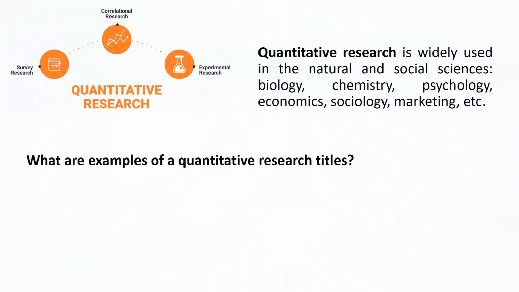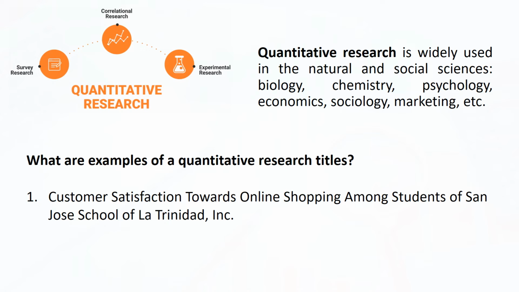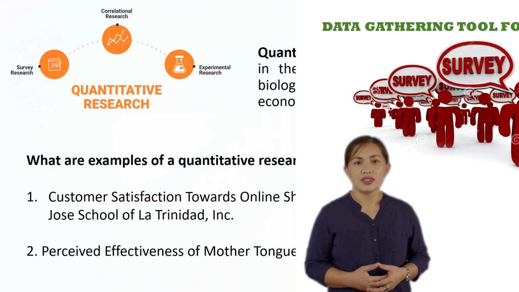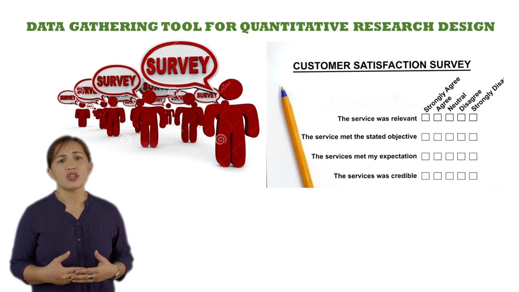What are examples of quantitative research titles? 1. Customer satisfaction toward online shopping among students of San Jose School of La Trinidad Incorporated. 2. Perceived effectiveness of mother tongue as a medium of instruction. So in these two given examples, the researcher can only use survey questionnaires to collect and analyze its data.